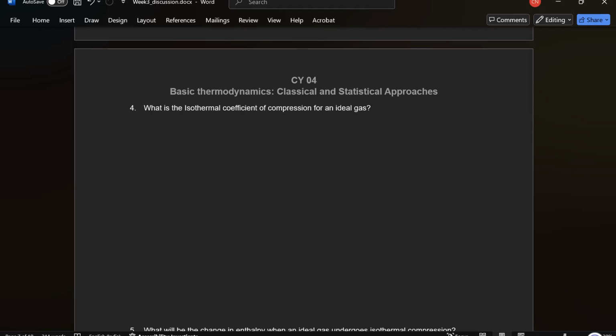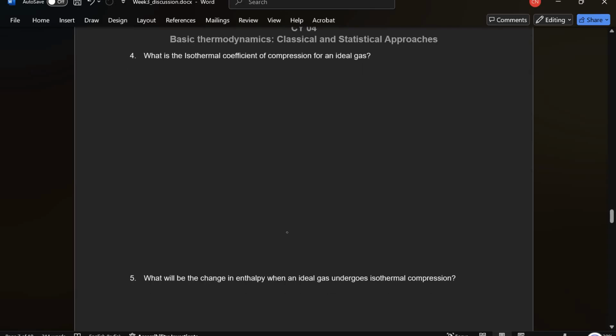I hope you guys were able to follow it. It's been quite slow because I was also trying to go from the basics as much as possible. Now the fourth question is, what is the isothermal coefficient of compression for an ideal gas? As you know, Sir covered this formula in class, I guess, in the tutorial problems. So KT, the isothermal coefficient of compression, is basically minus 1 by V, del V by del P at constant temperature.